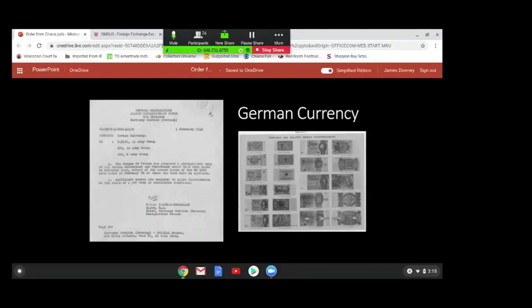There's lots of correspondence asking for examples of German currency, and the response back is, we don't have any. Finally, the Bank of France says, oh, we have some information we can provide. And the Bank of France printed up the information sheet that you see on the right side of the screen.